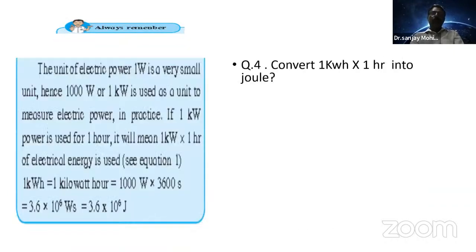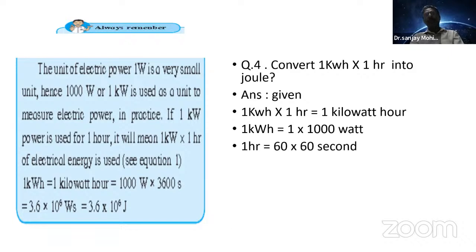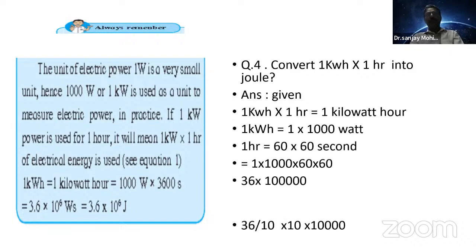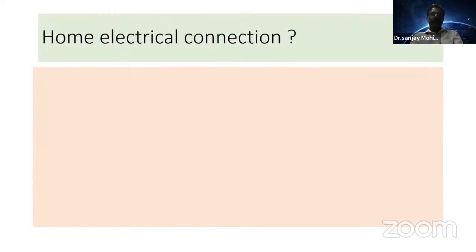More questions can also be asked, such as convert 1 kilowatt hour into joule. This is also a given calculation, which I showed to you. That calculation we can show, and we get the final answer, 3.6 into 10 raised to 6 joule. So though the passage looks very small, many times a variety of questions are asked.